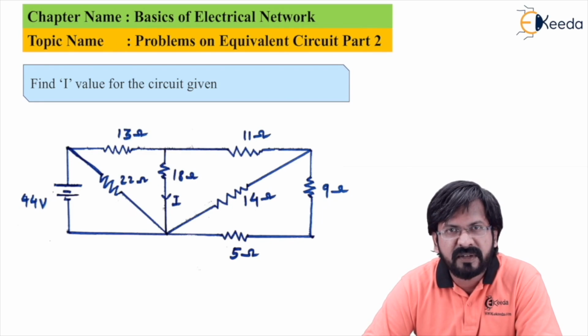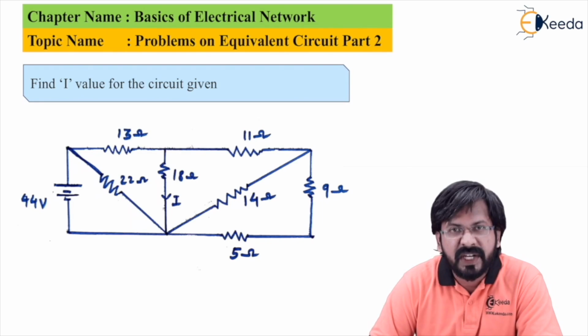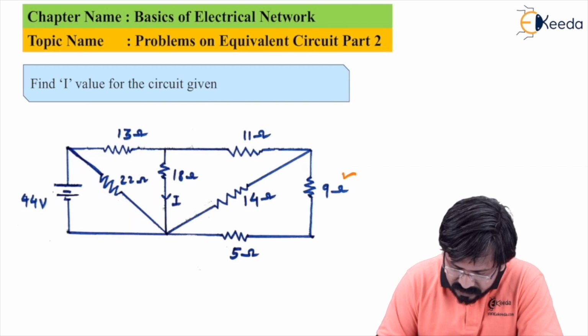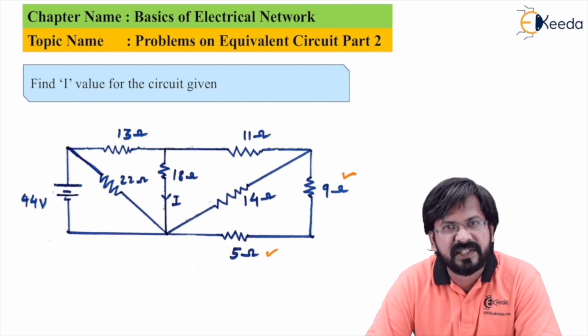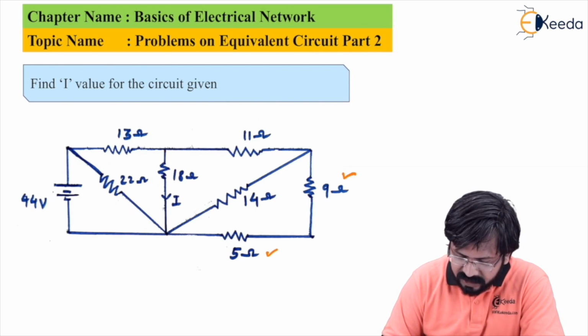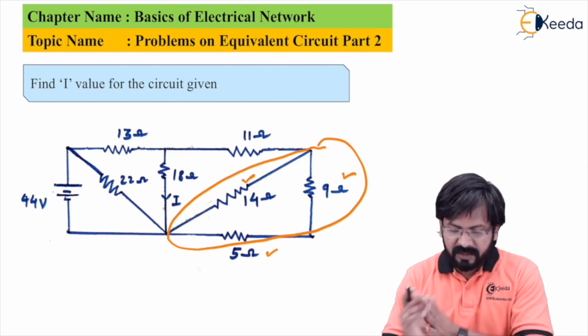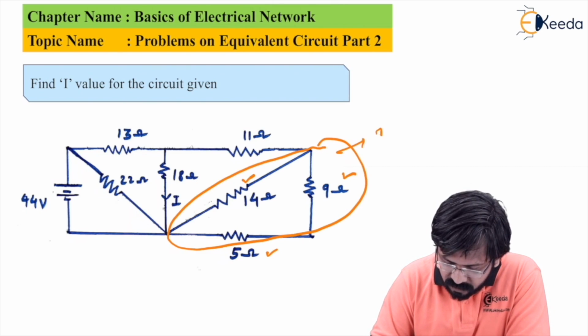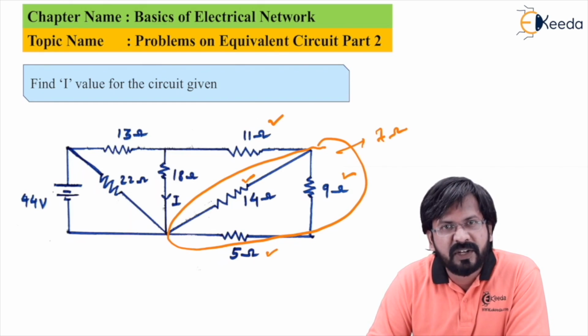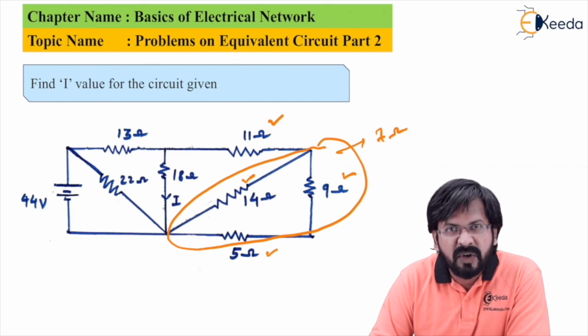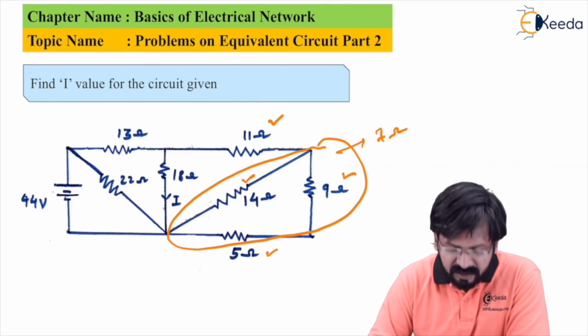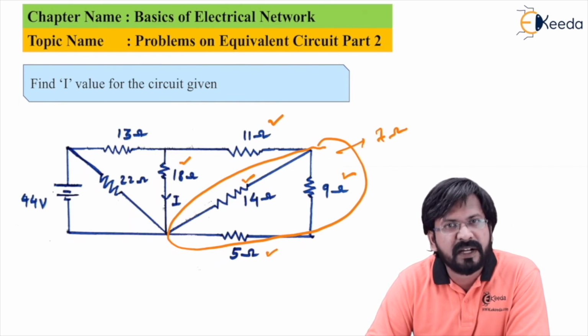You have to only observe the things that I am pointing towards. Check it out. 9 ohms and 5 ohms are connected in series, so 9 plus 5 will become 14. Imagine that this 14 ohms is connected in parallel with the other 14 ohms resistance, which will effectively become 7. Now this equivalent resistance of 7 ohms comes in series with this 11 ohms, which will ultimately become 18 ohms. Now this 18 ohms comes in parallel with this 18 ohms, and will effectively become 9 ohms.